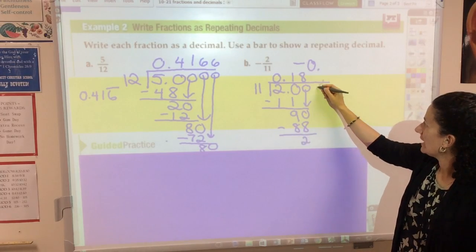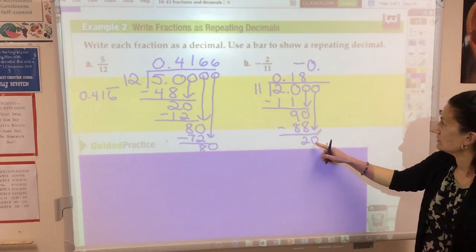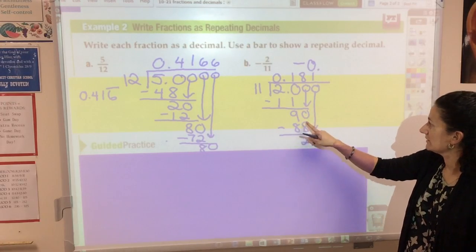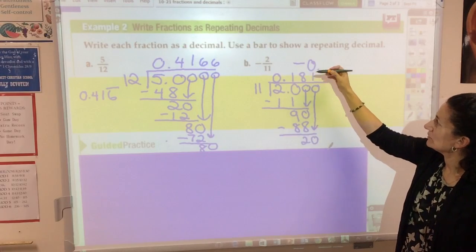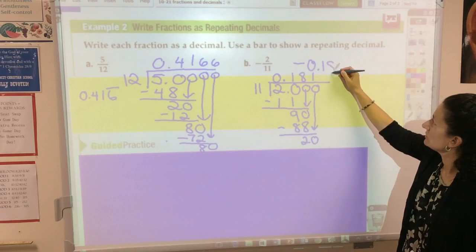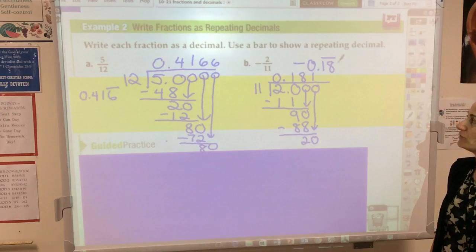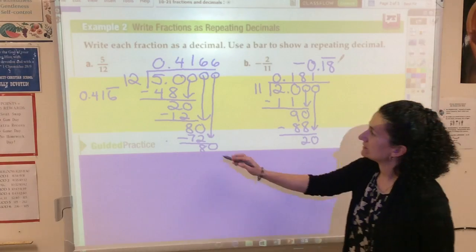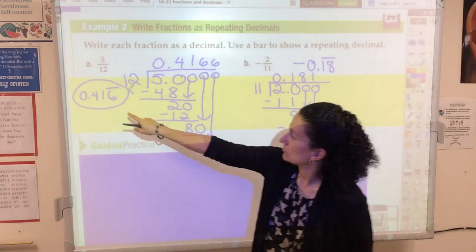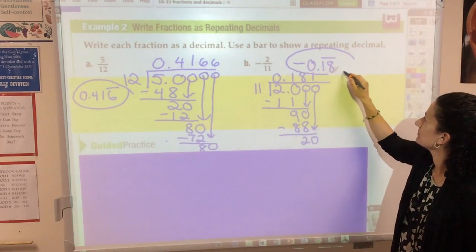Remainder 2. And, oh, look at this. I'm back to where I started. 11 goes into 20 one time, and I'm going to keep on getting the same thing. 20, 11, 90, 88. So it's going to be 0.181818. So in this situation, I'm going to put the bar over the 1 and the 8 because both of those digits repeat. Notice this one, I only put the bar over the 6 because my 4 and my 1 didn't repeat, only the 6. So only put the bar over the numbers that repeat.